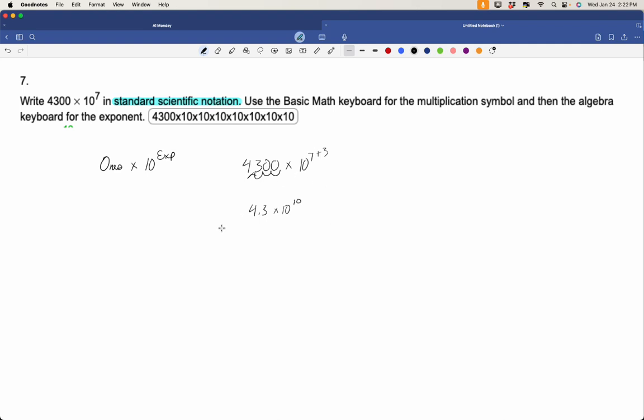This is standard scientific notation. A ones place only for whole numbers, and then you can have a decimal, and then this is times 10 to whatever power it needs to be to get this number to its final value. Okay? All right, let's look at the next one.